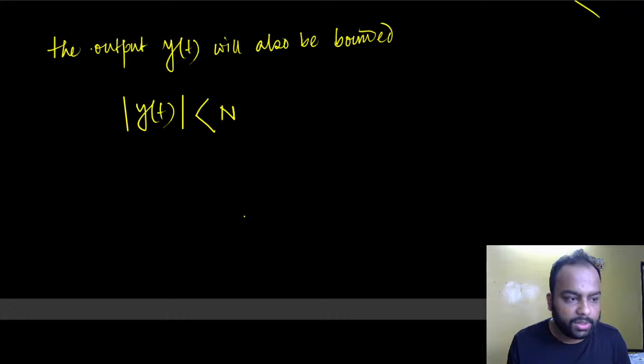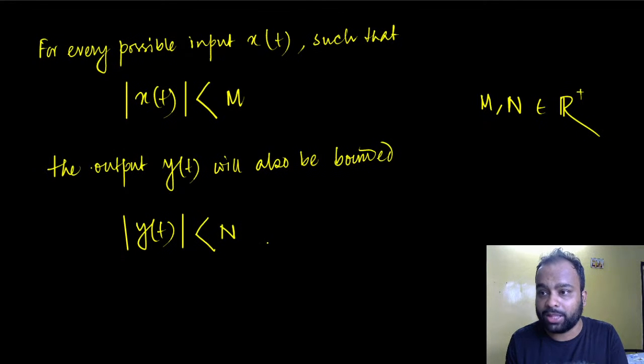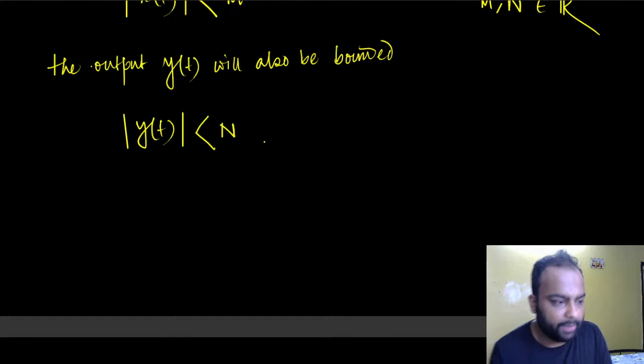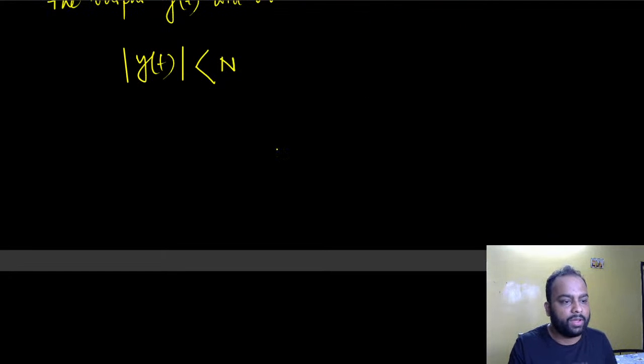With that knowledge, let's now figure out how we can check every possible bounded input in a single go. So let's develop the mathematics behind it. All right, so again, say we have this system which is a linear time invariant system, right?